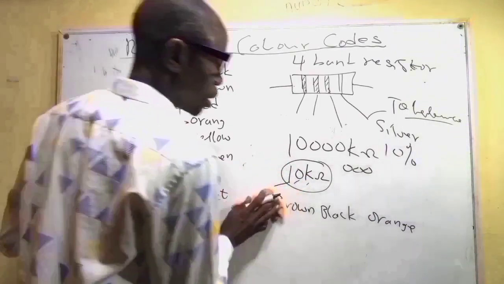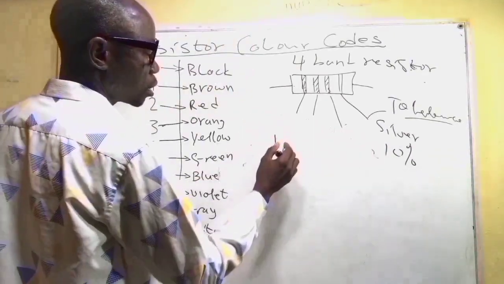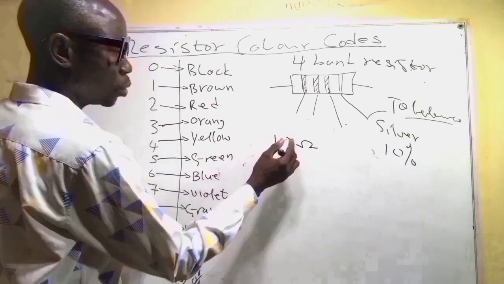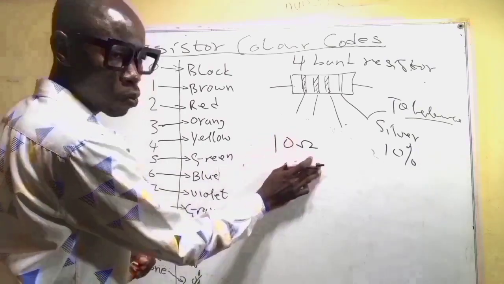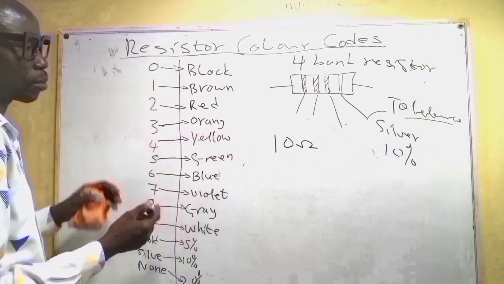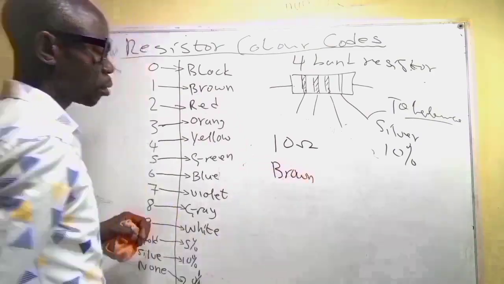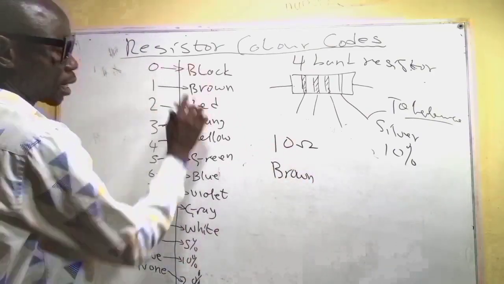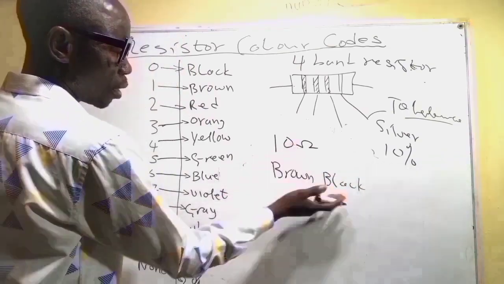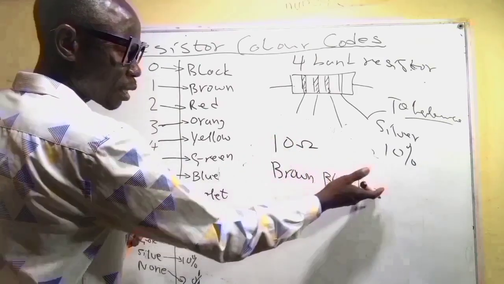That is that. Let's consider these two. 10 ohms. If you have a resistor of 10 ohms like this, and you want to know the colors, simply come and look at the chart here. 1 is brown, 0 is black. So we have just ended at 2, but it's supposed to be 3. So what is the third band?